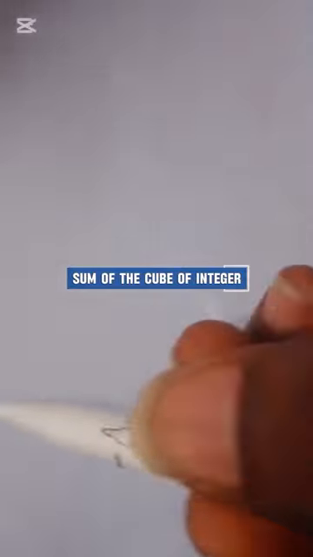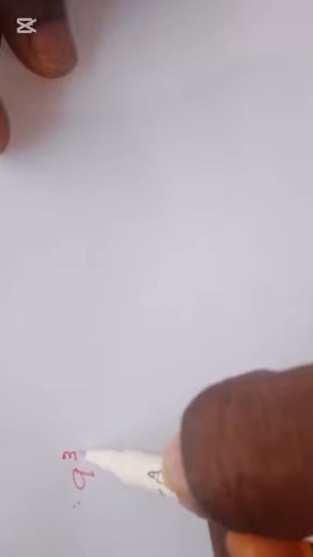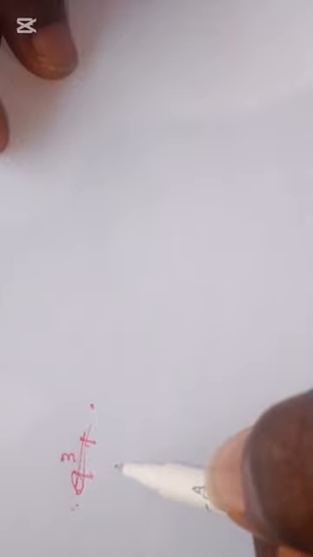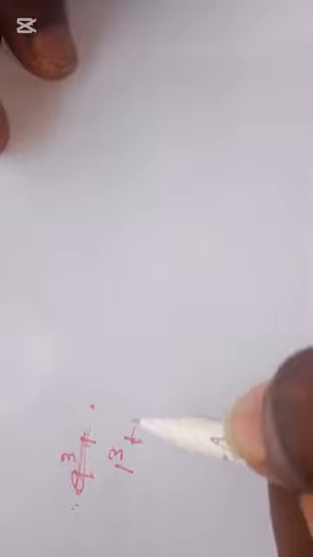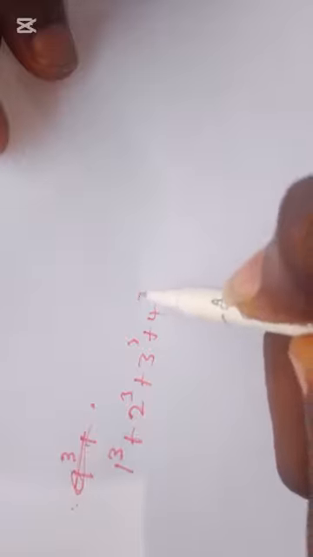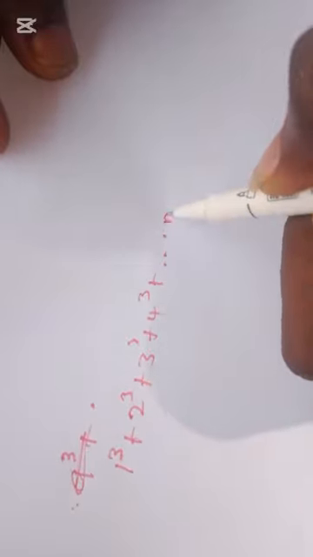All right, guys, we have done the sum of the integers and the sum of the squares of integers. Now I want to show you how to find the sum of the cubes of the integers. That is, if we are given something like this: 1 to the power of 3 plus 2 to the power of 3 plus 3 to the power of 3 plus 4 to the power of 3 plus dot dot dot n to the power of 3.